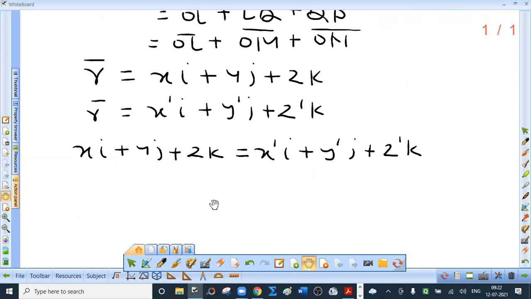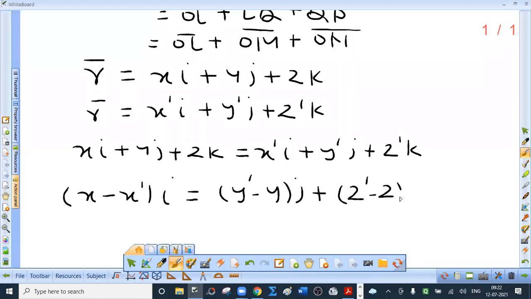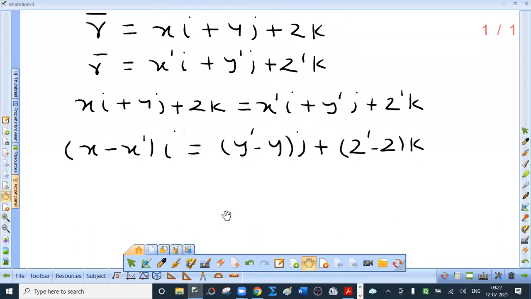Now I'm omitting one step. I'm directly writing (X minus X dash) I cap equal to (Y dash minus Y) J cap plus (Z dash minus Z) K cap. Now we are saying this representation is not unique, right? So X minus X dash is not equal to 0. So I can divide by this scalar to get this. So here we have expressed I cap as the linear combination of J cap and K cap.